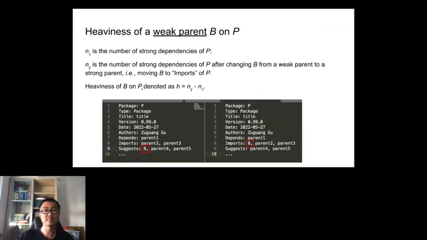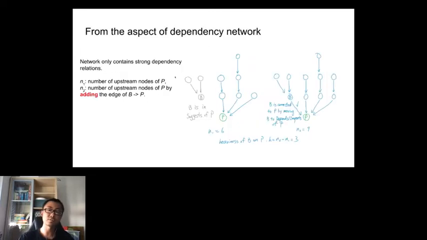So again, from the aspect of the dependency network, initially, because B is a weak parent of P, B is not connected to P. Now we change B to a strong parent. So basically, we add a new link from B to P. So N1 equals 6, and on the right, N2 equals 9. And the heaviness is the difference of these two numbers, which is 3. So for a weak parent, the heaviness also measures the number of additional unique dependency packages that B brings to P.